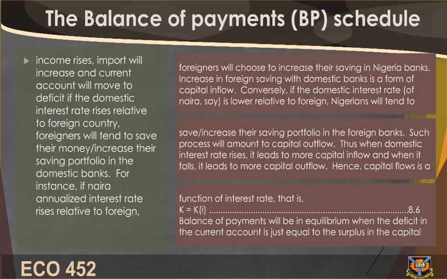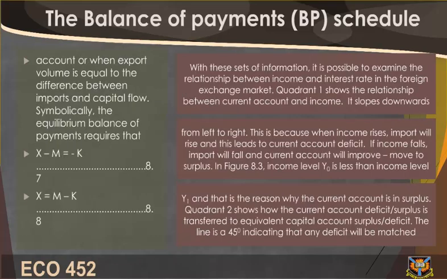That is, balance of payment will be in equilibrium when the deficit in the current account is just equal to the surplus in the capital account, or when export volume is equal to the difference between import and capital flow. Symbolically, the equilibrium balance of payment requires that, with this set of information, it is possible to examine the relationship between income and interest rate in the foreign exchange market.